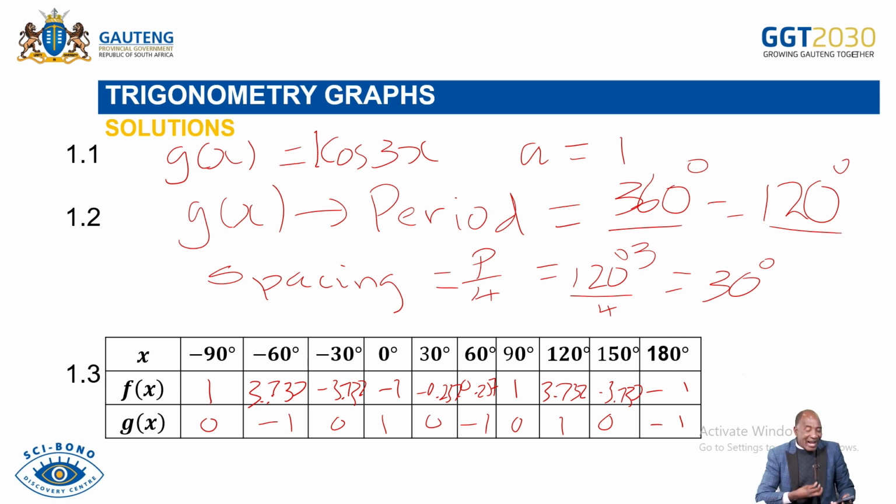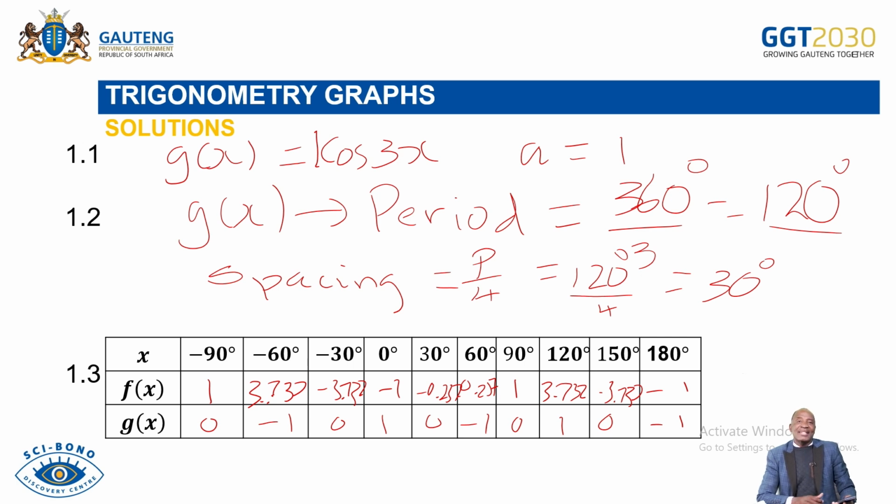The calculator will ask you, where do you want to start filling in this table? You choose your minimum value, which is negative 90 degrees. You press negative 90 degrees. That's your starting point. Then you say equals. Then where do you want to end? Your end point is 180 degrees. Then equals.